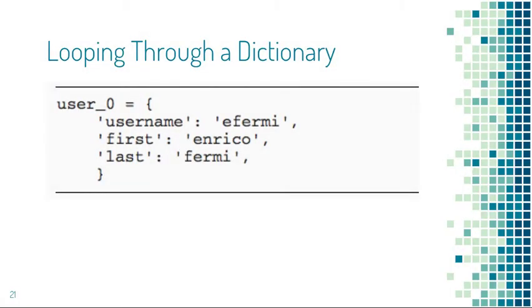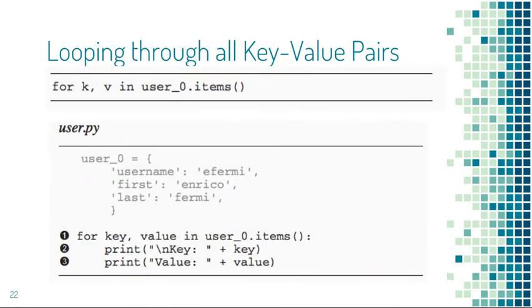Before we explore the different approaches to looping, let's consider a new dictionary designed to store information about a user on a website. The following dictionary would store one person's username, first name, and last name. You can access any single piece of information about user 0 based on what you've already learned in this chapter. But what if you wanted to see everything stored in this user's dictionary? To do so, you could loop through the dictionary using a for loop.